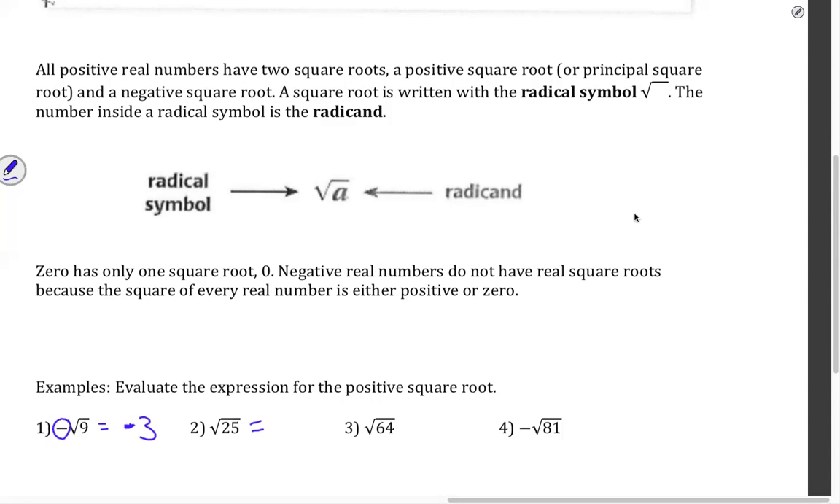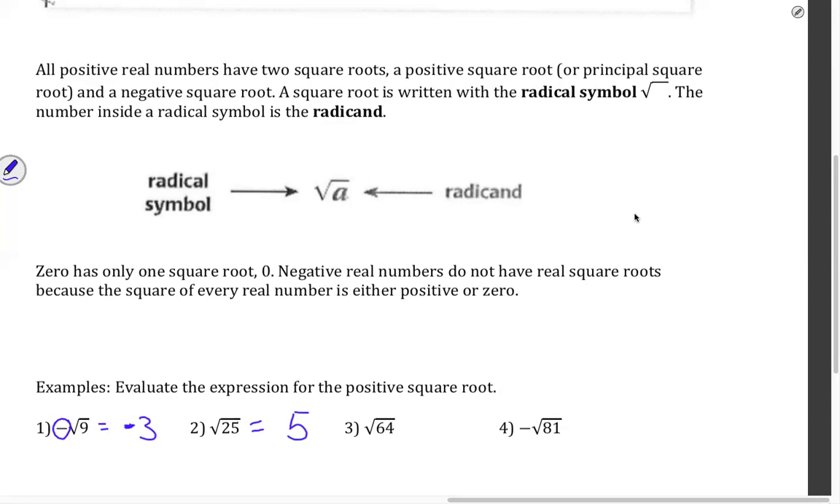For 25, notice there is no sign outside, meaning I want the positive version. So I find 25 on my red column, and I trace it over to the green column, and I see that my answer is 5.